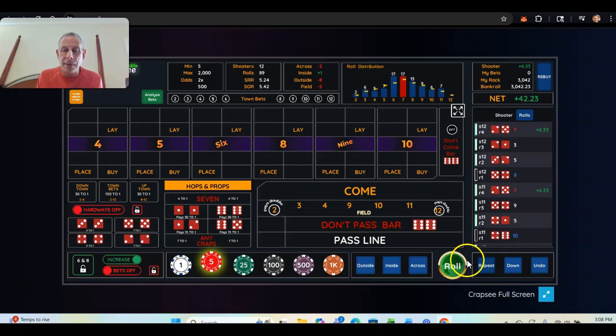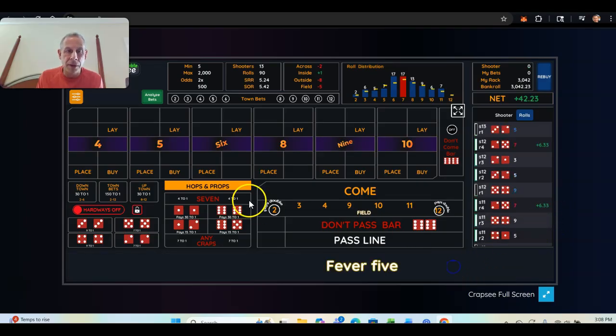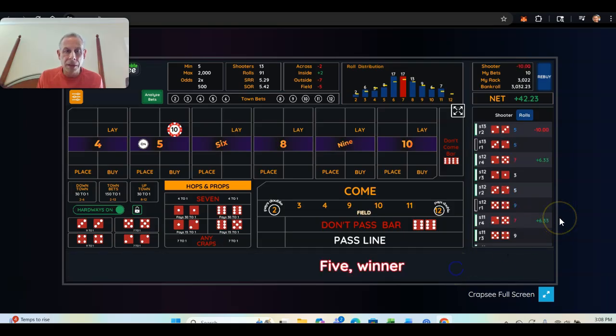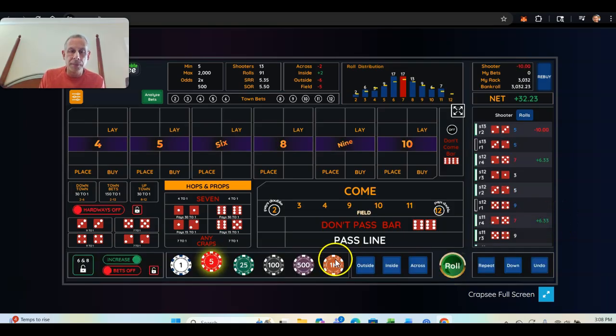I think you guys get the basics here, and then I'll just show you a little bit more of options, and that's it. So let's look for one more trigger. Fever 5. And there it is right away. Okay, and it's the point number. So we're looking for a 7 out or a 10. 5 winner. Okay, we got knocked off again. All right, so we'll just go back out.